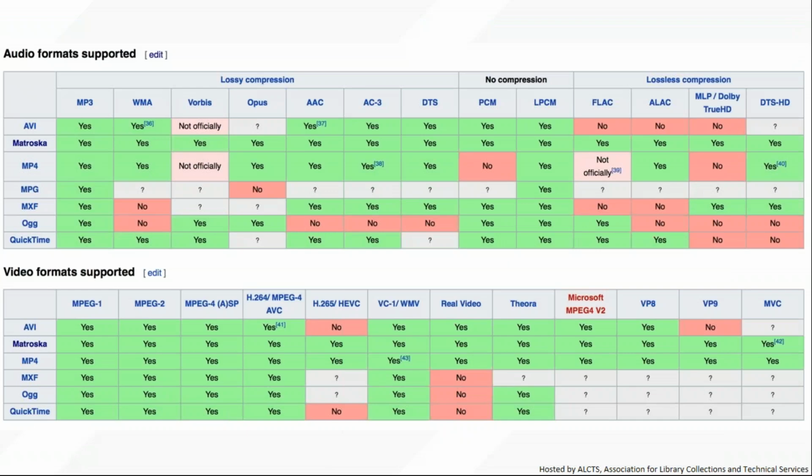The combination of codecs and file formats is rather large. On the left here, I've taken these tables from Wikipedia to represent audio formats and video formats. You can see there are different containers that can hold all these different types of codecs. And you can also see this division between what's called lossy, what's called no compression or uncompressed, and what's called lossless.